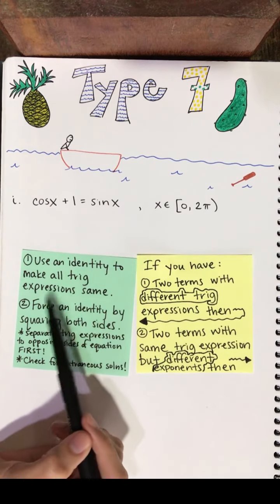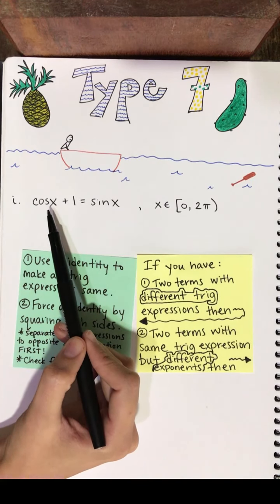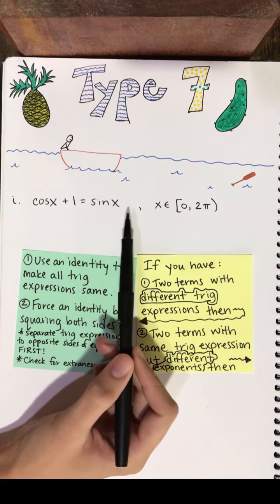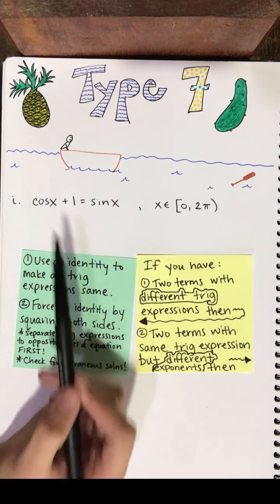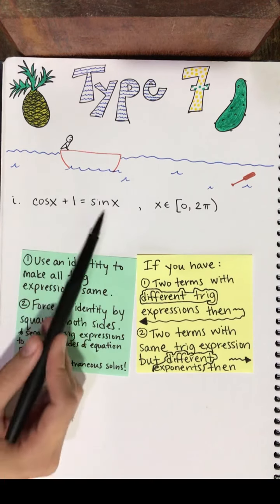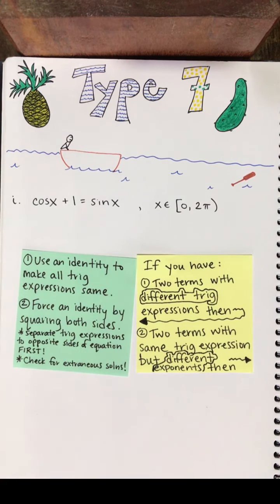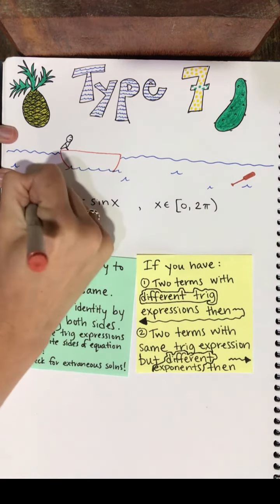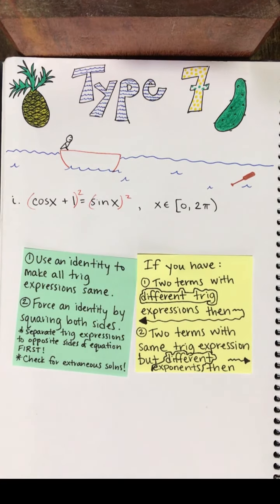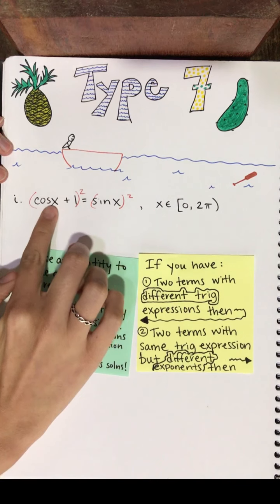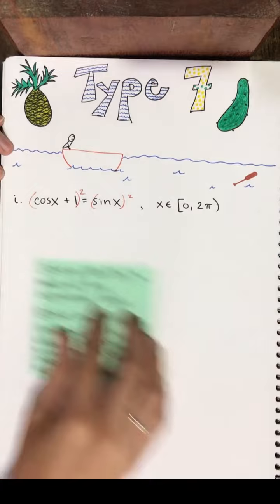So first we want to try to use an identity to make all the trig expressions the same. The only trig expression that involves cosine and sine is when cosine and sine are squared, and neither one of these are squared. So I'm going to make it squared. I'm going to force an identity into this equation by squaring both sides. All right, so there's step 1. We're going to square both sides. Be super careful here that when you square this, this doesn't become cosine squared plus 1. We have to distribute, okay? So we're going to distribute that out.